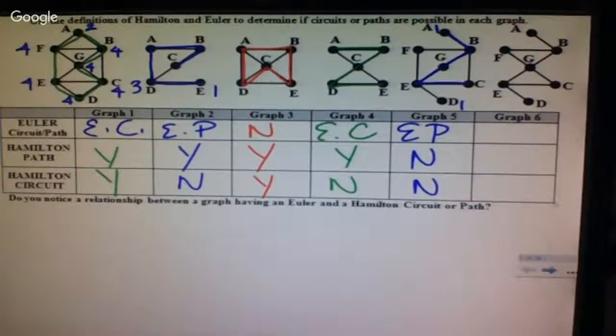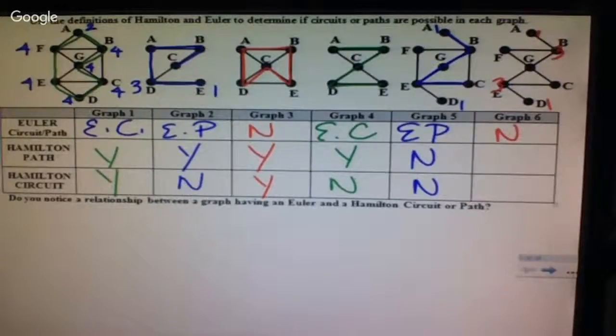And what about graph number 6, the last one? Euler, circuit or path first? Neither. This should also be neither. Really? Yes. Take a look at your odds. A's an odd, B's an odd, E's an odd, D's an odd. You have 4 odds here, which makes this neither for Euler.